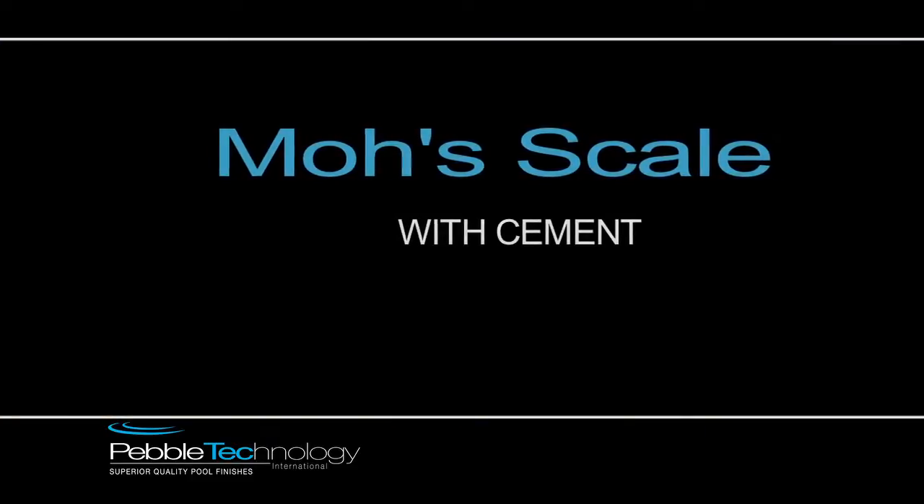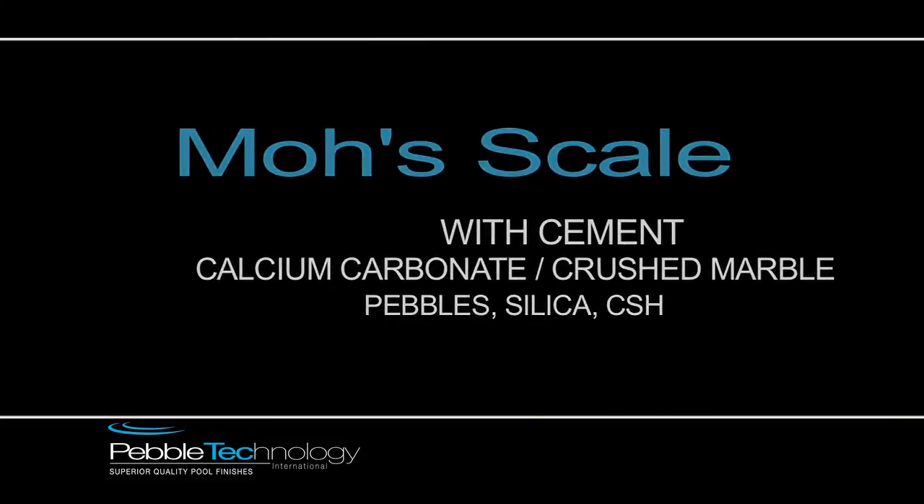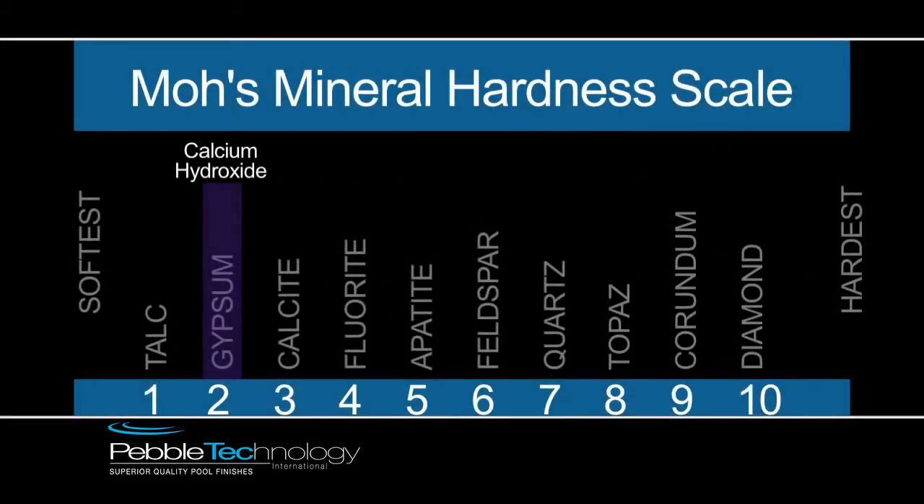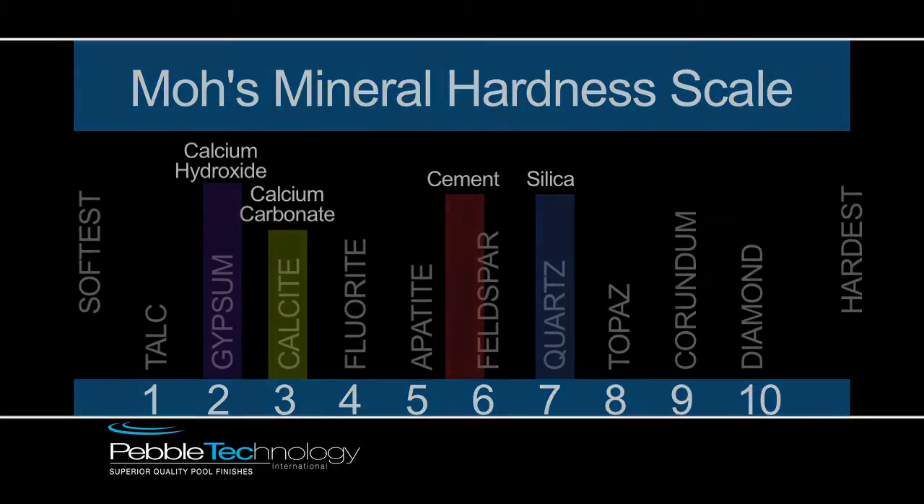Mohs scale with cement: calcium carbonate (crushed marble), pebbles (silica), CSH. As discussed moments ago, crushed marble, calcium carbonate, is the main ingredient, 60%, in plaster, and it is one of the weakest ingredients in any pool finish. Please note that pebbles, silica, are one of the hardest materials on the scale. They are the hardest material for any finish. Cement is the common denominator. Remember the video. This information is very important and relative to the longevity of a pool finish.